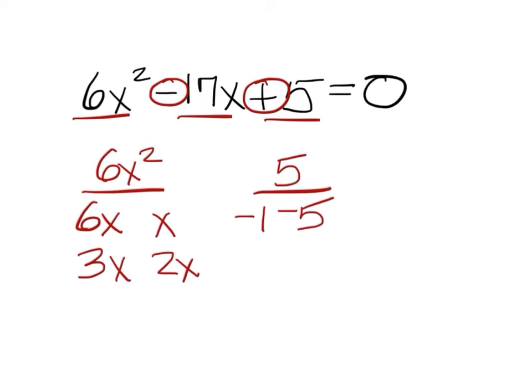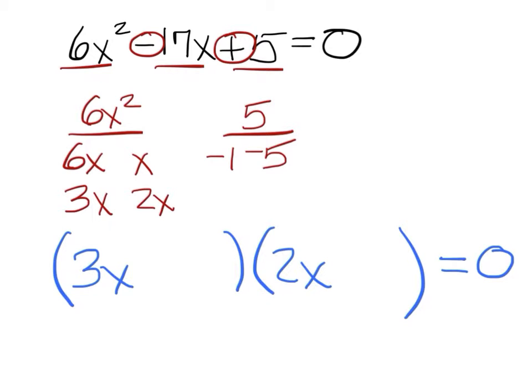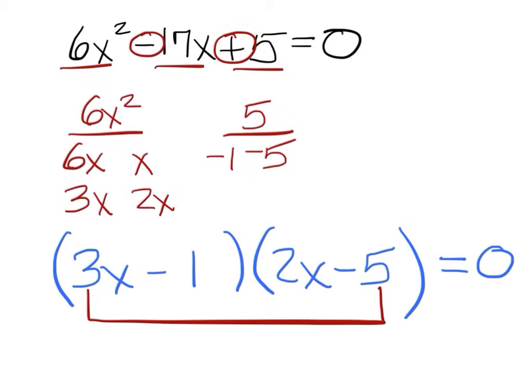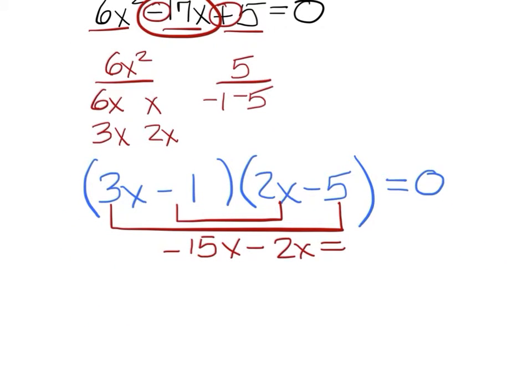Where should we start first? 3x and 2x. And what do you want to try first? 5 on the... 3x minus 1 and then 2x minus 5. Alright, we'll try that and check it. 3x times negative 5 is negative 15x, and negative 1 times 2x is minus 2x. Is that going to be a negative 17x? Yes, so we have the right one.